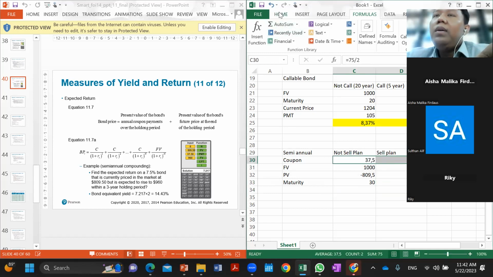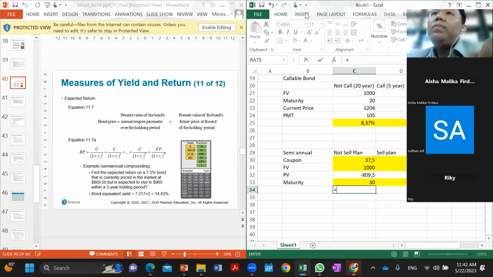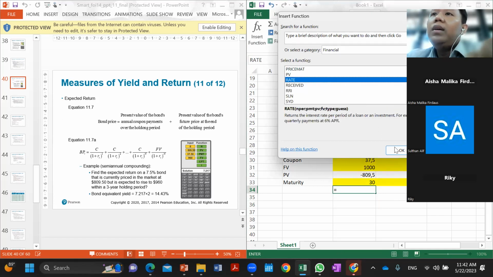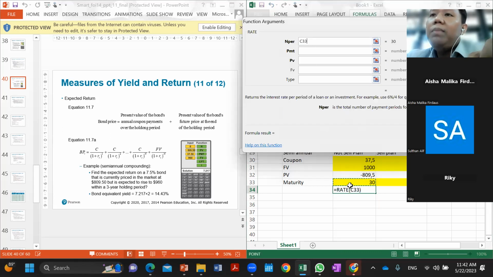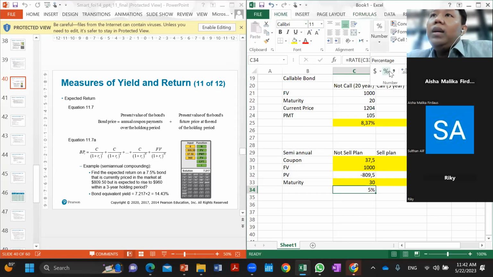So the coupon payment, we have adjustment in coupon payment. We have also adjustment in maturity period, and we also have adjustment in future value. So by using this formula, we go to rate. This one. All right. So the number of period is the maturity, the payment is the coupon rate. The present value is this, because it already has the negative value, so we don't need to put the negative sign here. And the future value is 1,000. So this is the yield to maturity.